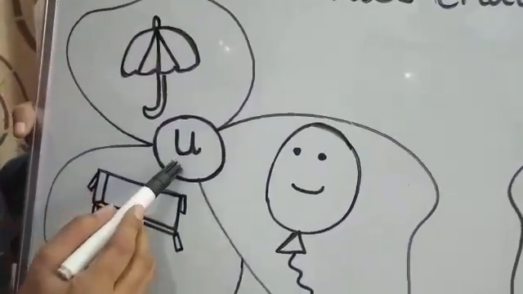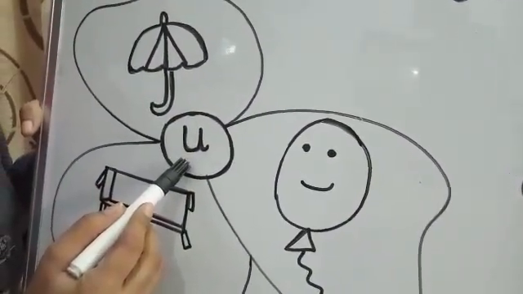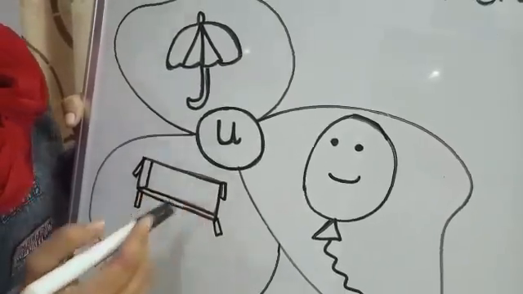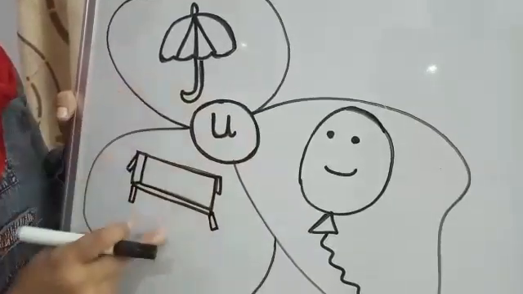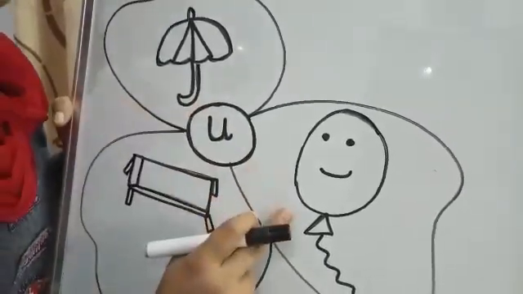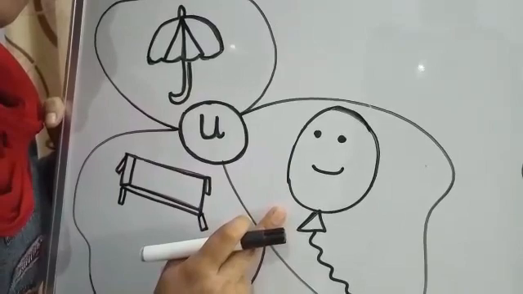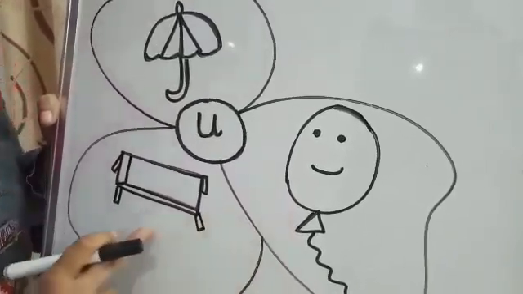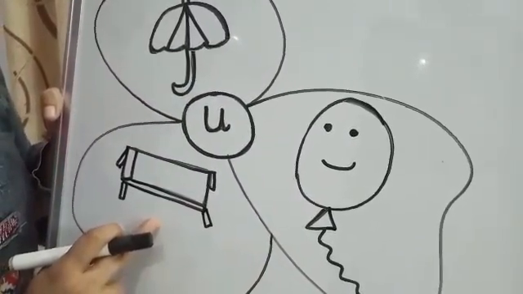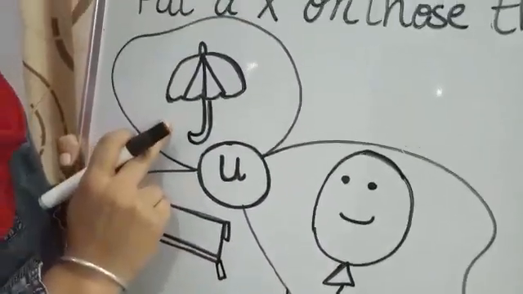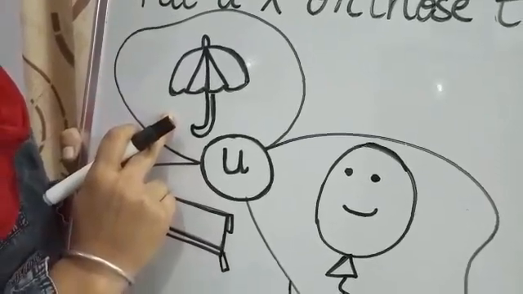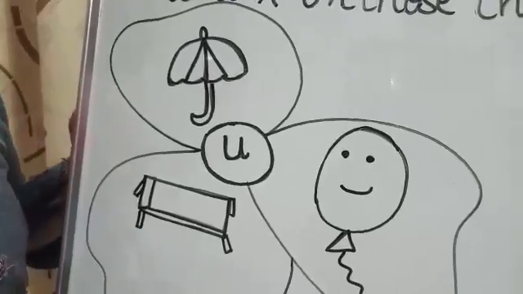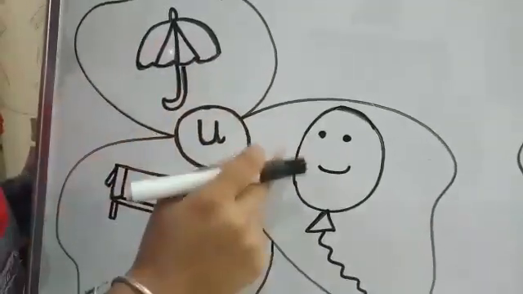Which sound is this? Yes, this sound is a. Let us recognize these pictures. What is the name of this picture? Balloon. Table. Umbrella. Now you will tell me which picture does not belong to a.